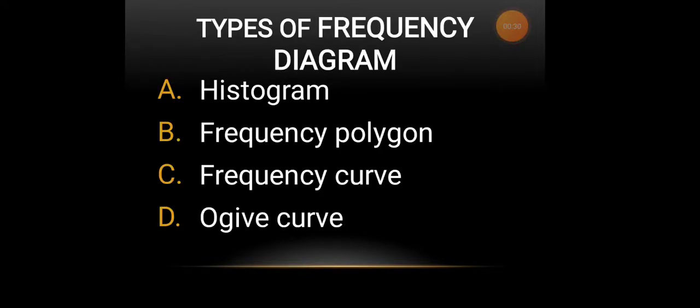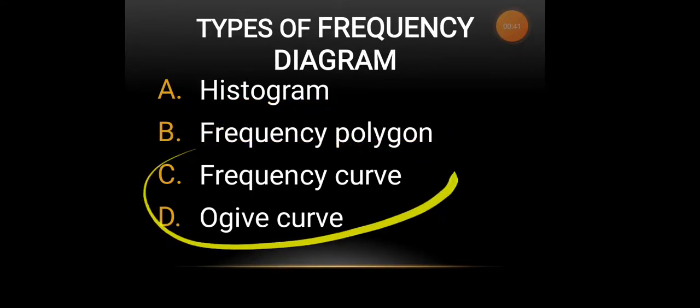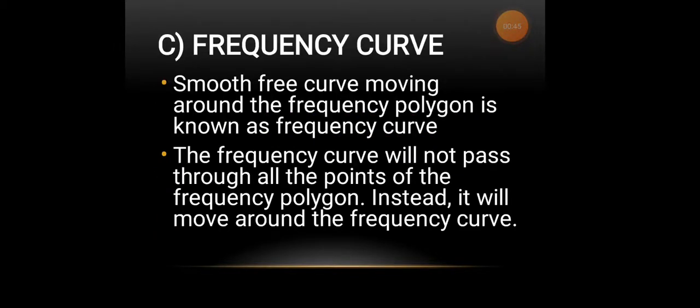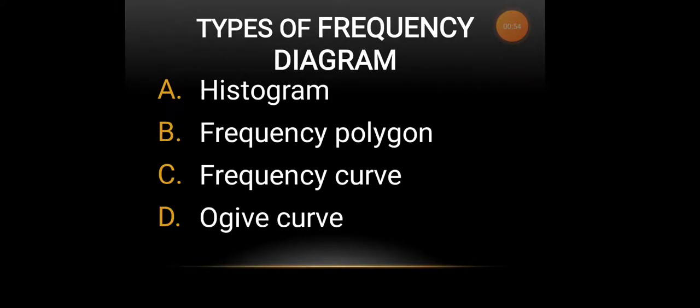Okay. So which were the types of frequency diagram? Histogram, frequency polygon, frequency curve and ogive curve. We have completed the histogram and the frequency polygon. Today we will study the frequency curve and the ogive curve. A frequency curve is nothing but a smooth free curve moving around the frequency polygon. All three are interconnected. In a histogram, it is rectangles which are interconnected to each other.